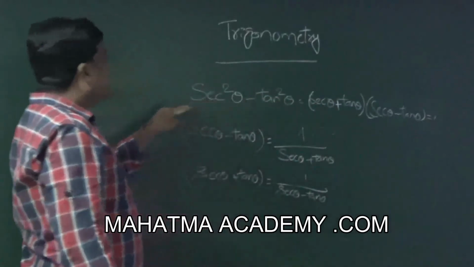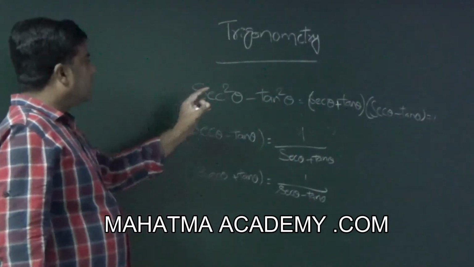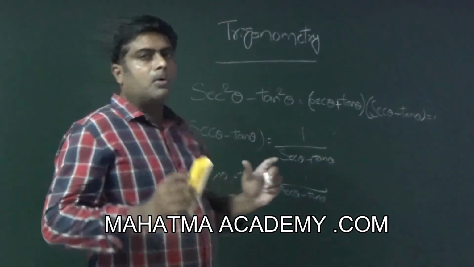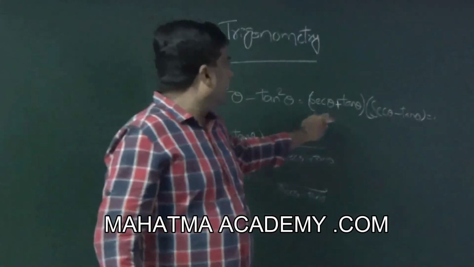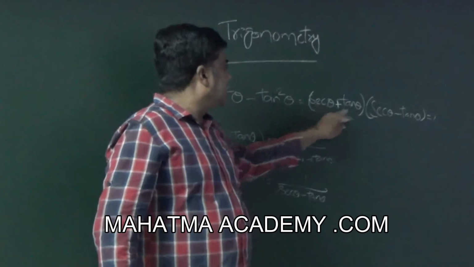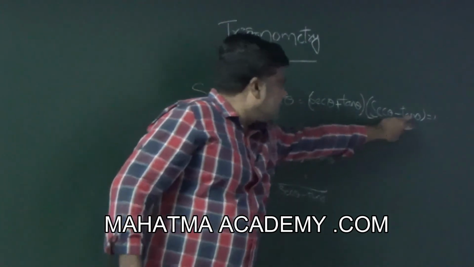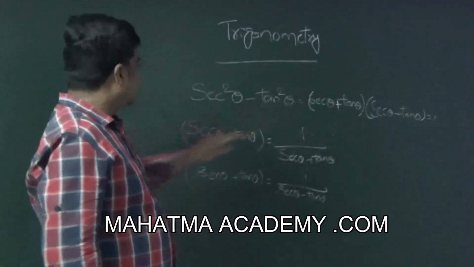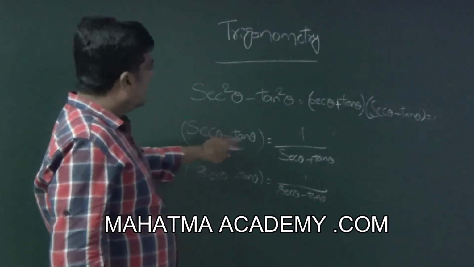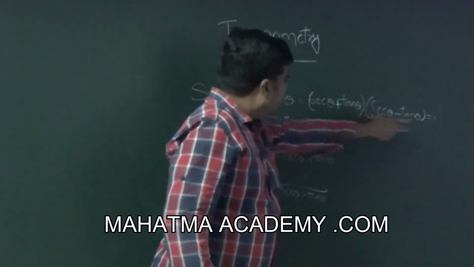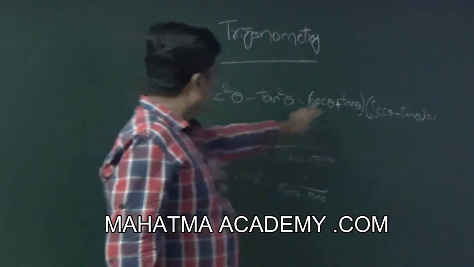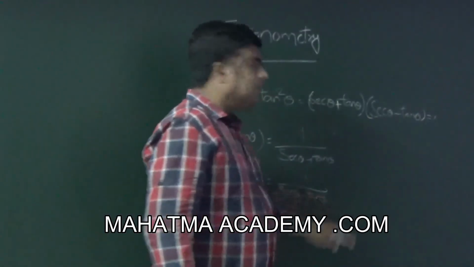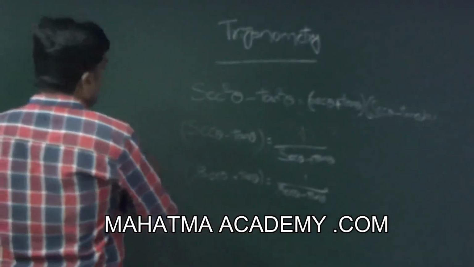This formula looks like a square minus b square. What is a square minus b square? A plus b into a minus b. Therefore, secant theta plus tan theta into secant theta minus tan theta equal to 1. Secant theta minus tan theta is equal to 1 upon secant theta plus tan theta, and secant theta plus tan theta equal to 1 upon secant theta minus tan theta.